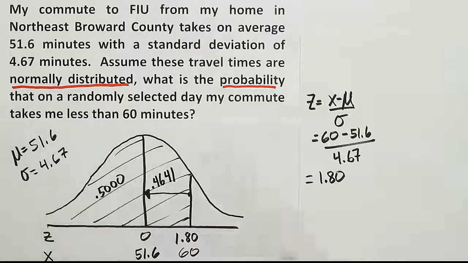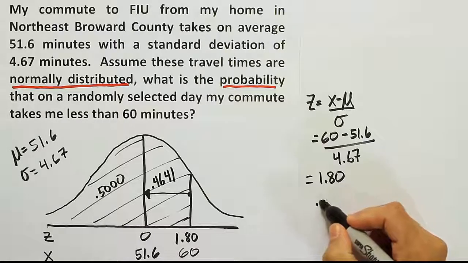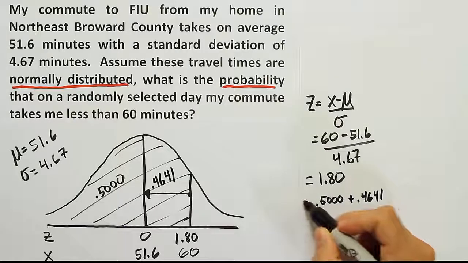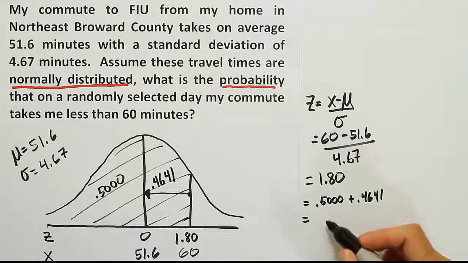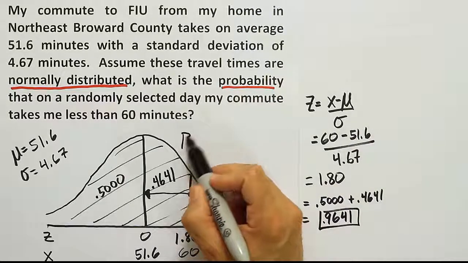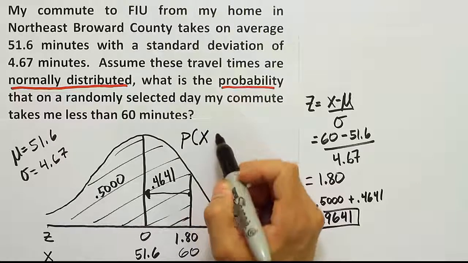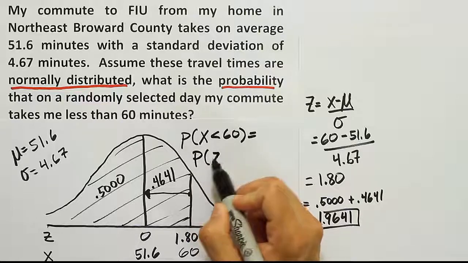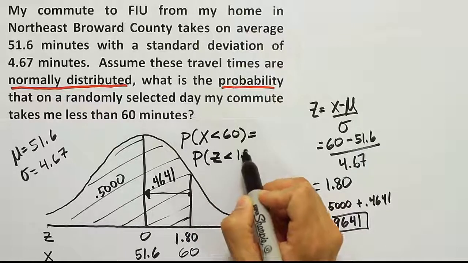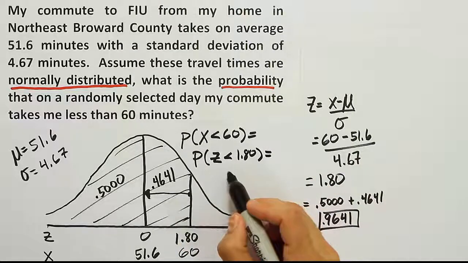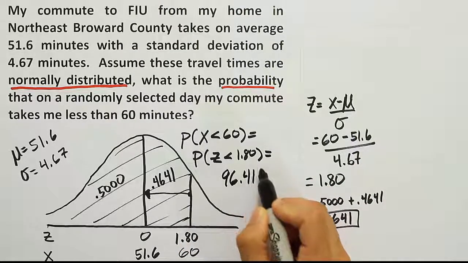That means the 2 total areas added together will give us 0.5 plus 0.4641. That's the area for the entire shaded region. And when we're done, that gives us 0.9641. All right, so as a probability statement, the probability that a commute x is less than 60 minutes in length is equal to the probability that a z-score is less than 1.80, right? And that probability is equal to 96.41%.